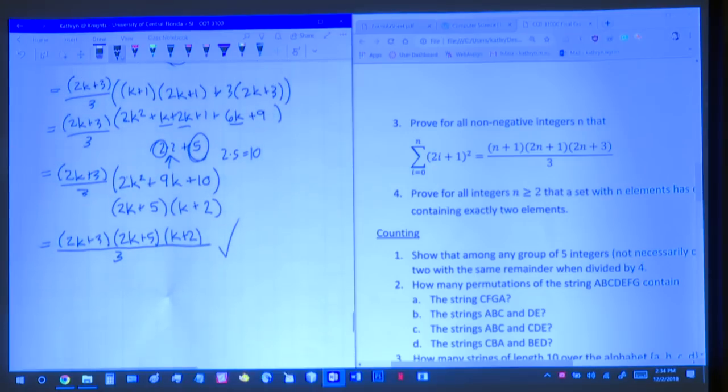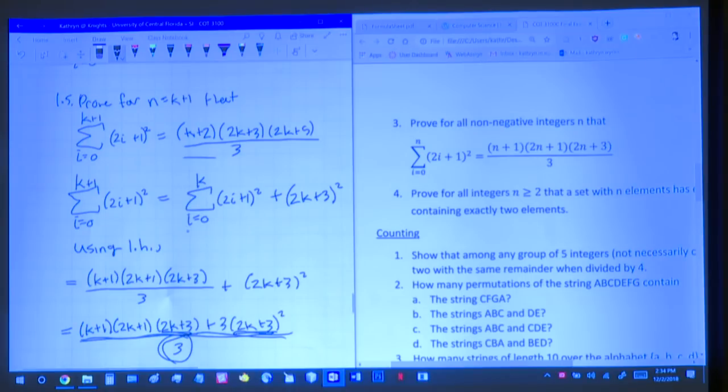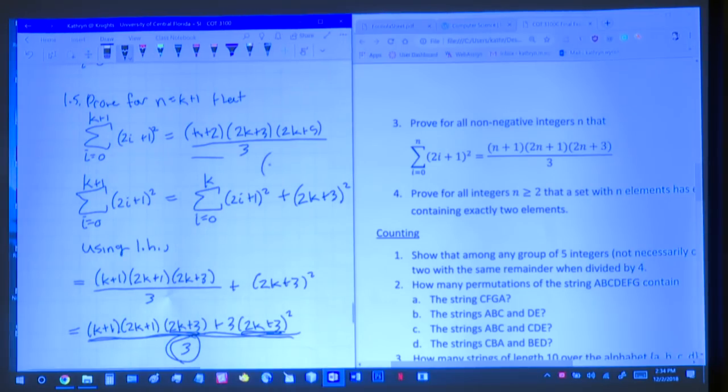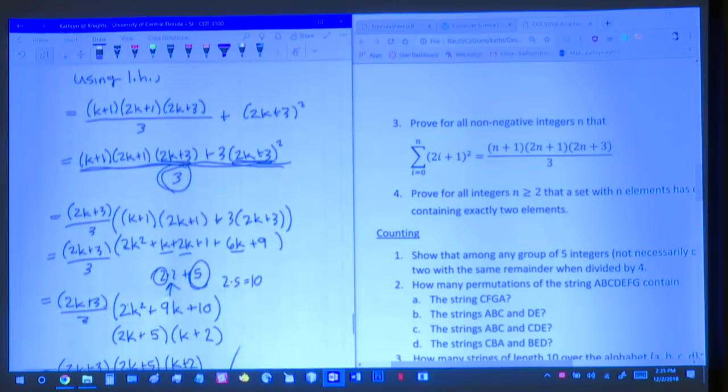Any questions? Yes. All the way to the top, when we split the summation, how did we get 2k plus 3 squared? That is because when we took out the k plus 1 term, we plug k plus 1 in for i. So that would be 2 times k plus 1 squared. So you get 2k plus 2 plus 1 squared. And that equals that. But yeah. Cool. Any other questions?